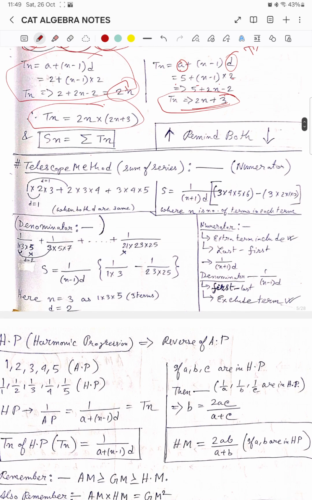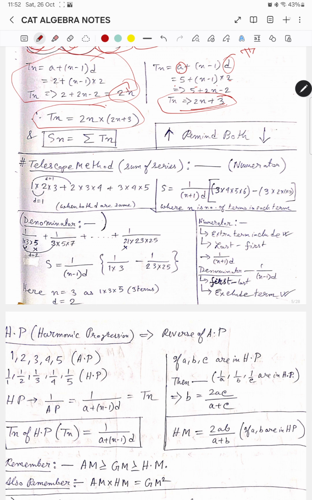There is one more thing, called the telescope method. For the telescope method there is one limitation. Like if you check the series 1 into 2 into 3 plus 2 into 3 into 4 plus 3 into 4 into 5, the common difference inside each term was 1, and from first term to next term, 1, 2, 3, this was also 1. This is when you can apply the telescope method.